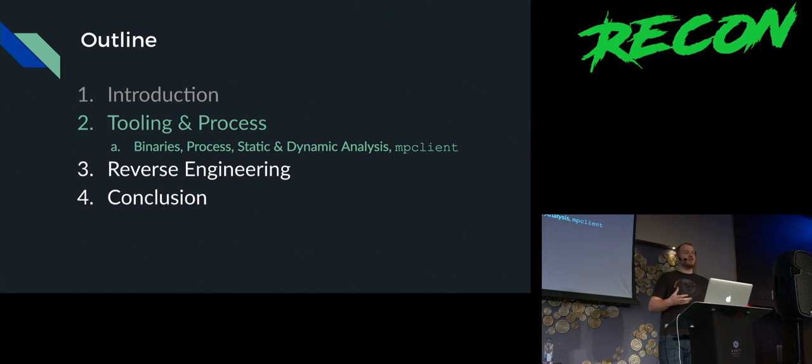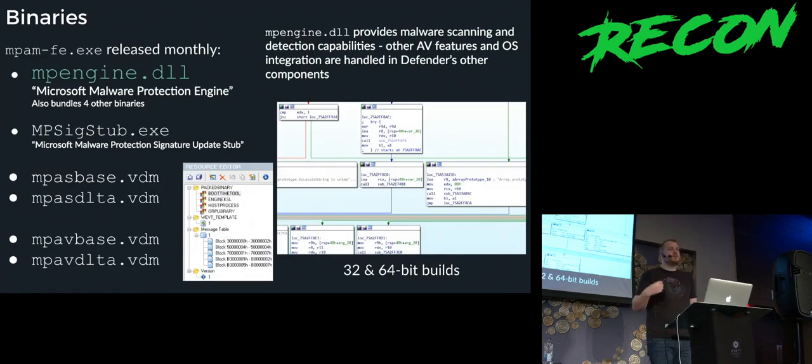Moving into talking about tooling and process, how I did what I did. So monthly, Microsoft releases this bundle, mpengine.dll. It's about, say, 110 megabytes or so. A big executable that will unpack and release these different files. Our target is their mpengine.dll, the actual main scanning engine for Defender. There are other parts of Defender that do things like present a GUI or do runtime hooking or getting process notifications or whatever. This is the core scanning engine of Defender.